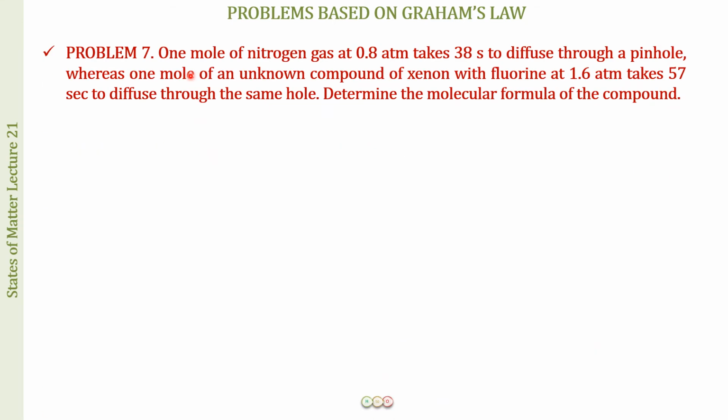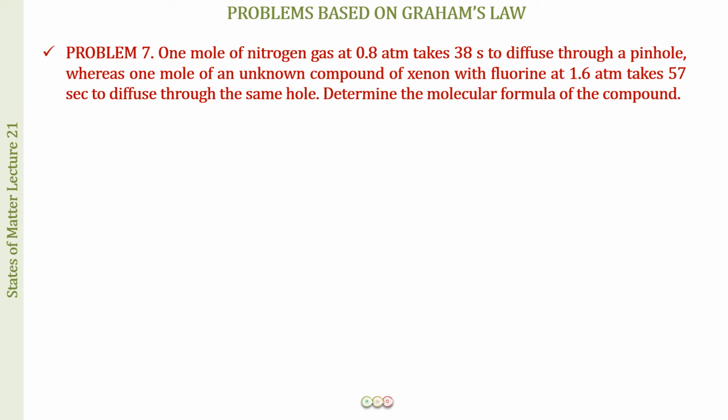The next question we have is: 1 mole of nitrogen gas at 0.8 atmosphere takes 38 seconds to diffuse through a pinhole, whereas 1 mole of an unknown compound of xenon with fluorine at 1.6 atmosphere takes 57 seconds to diffuse through the same hole. Determine the molecular formula of the compound. So again, what you are given is the time for the diffusion to take place, as well as the different pressures of the two gases.